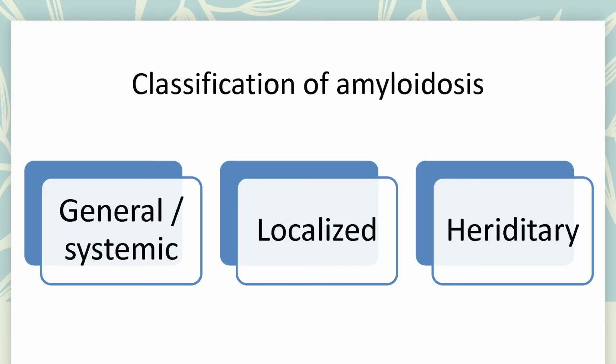Classification of amyloids. Now, amyloids, or amyloidosis, can be classified into three types: general or systemic, localized and hereditary.